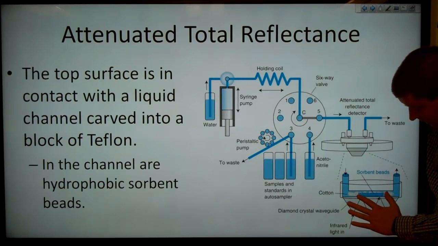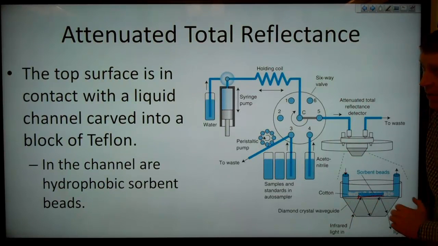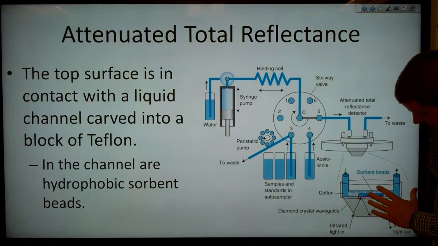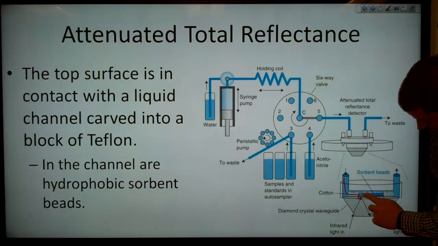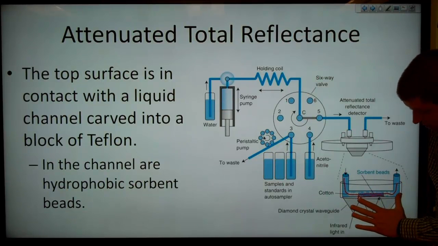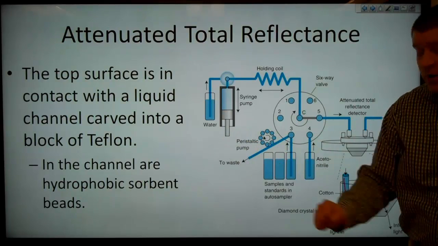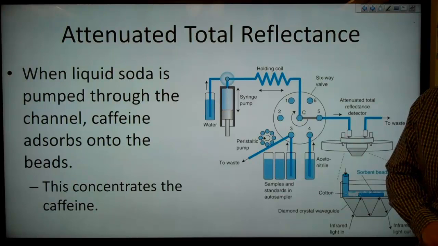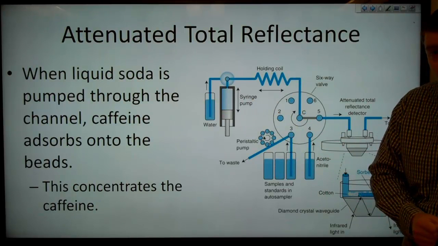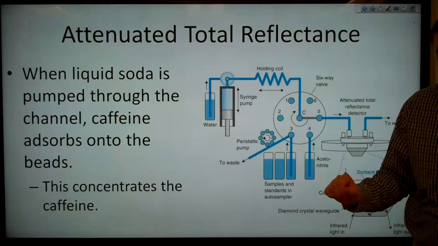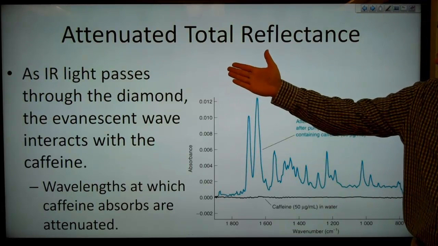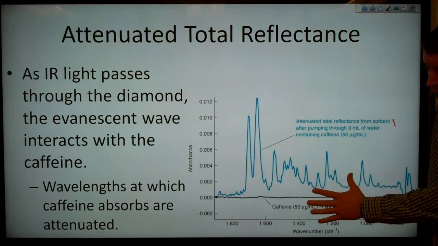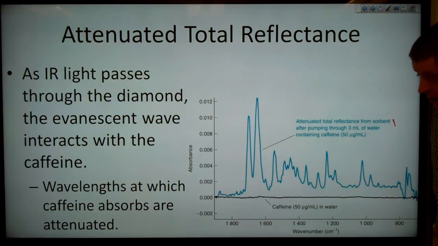And the top surface here is in contact with a liquid channel that's carved into a block of Teflon. So we've got a block of Teflon here, and we've got some liquid that is allowed to flow through. In our channel then, we've got some hydrophobic sorbent beads. And for the experiment depicted here, liquid soda is then pumped through the channel, caffeine adsorbs onto the surfaces of the beads, and this concentrates our caffeine. And then as infrared light passes through the diamond, the evanescent wave interacts with the caffeine, and the wavelengths at which caffeine absorbs are attenuated.